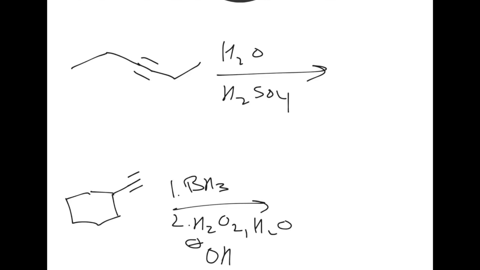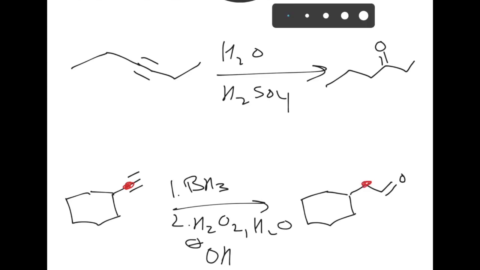So what am I gonna get for the first one? Gonna get a ketone, and it's symmetrical, so it doesn't matter which side you put it on. You are good. What am I gonna get for the second one? Get an aldehyde, right? Hydroboration puts the oxygen on the least substituted carbon. Right, just to help count. Carbon here, here is there.